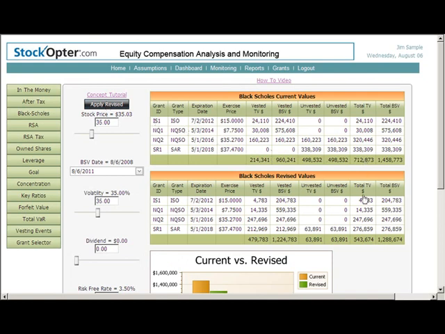In conclusion, the Black Scholes Value Dashboard is a powerful tool to help one understand the concept of time value and how it can be affected by revising the input assumptions for various possible scenarios.